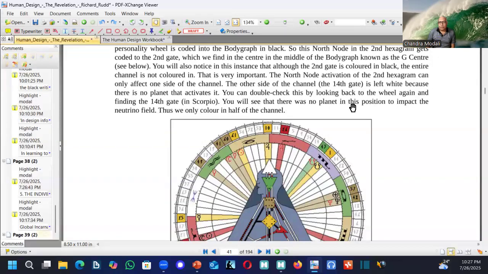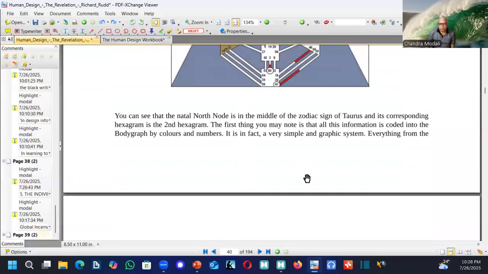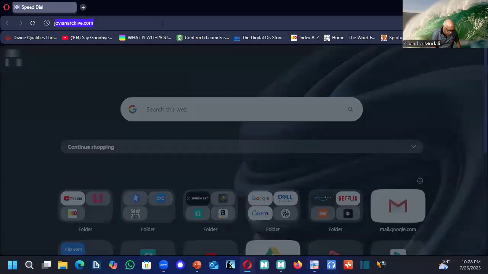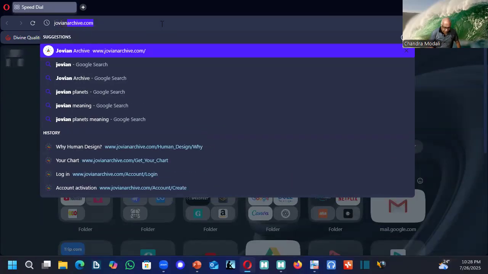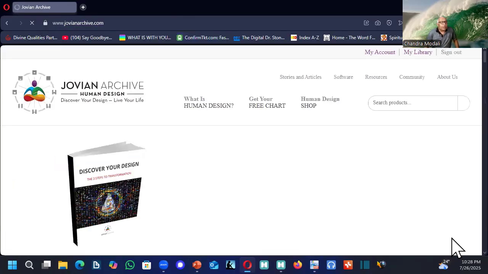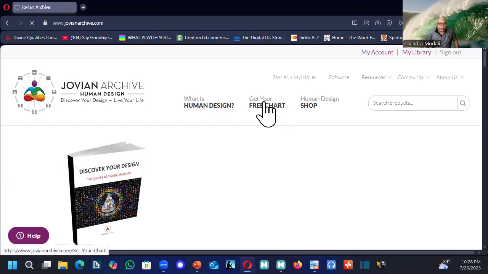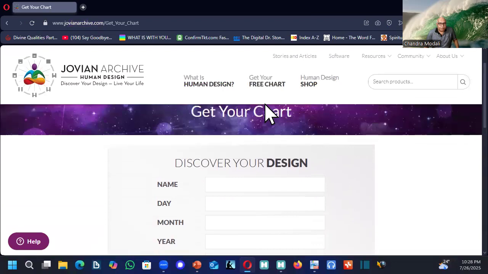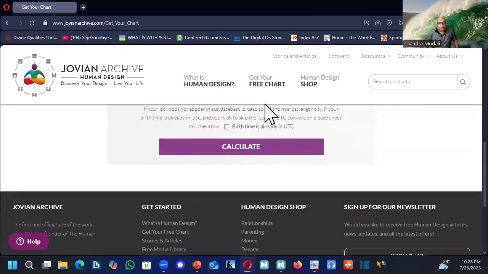You can double check this by looking back to the wheel again. For example, we can all go through the website that he has indicated in the book and print our respective charts to make it available. Okay, you can all create your charts. You can also do it on another site which I will show you: jovianarchive.com. So it is actually Jovian Archive. Get your free chart. You can give your details and it will immediately give you a chart. You can also download a free report later on.